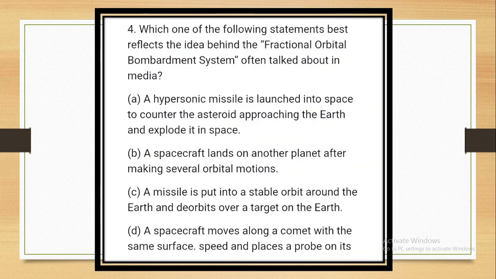Next question is this. Which one of the following statements best reflects the idea behind fractional orbital bombardment system often talked about in media? The answer is option C. A missile is put into a stable orbit around the Earth and deorbits over a target on the Earth.